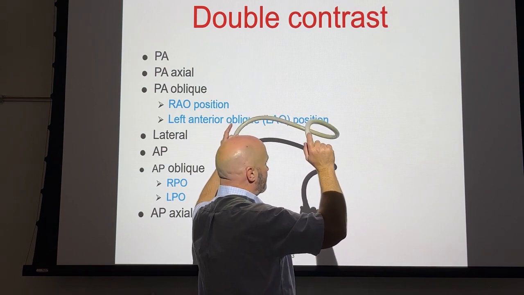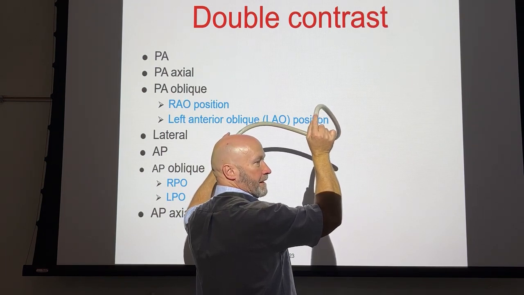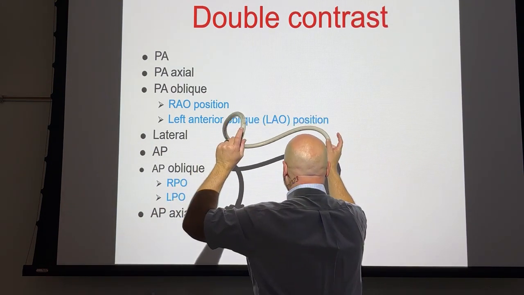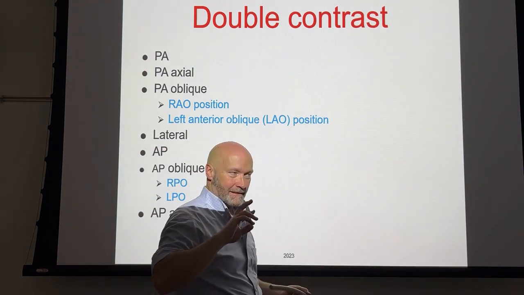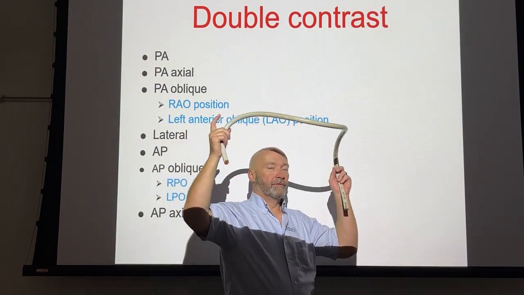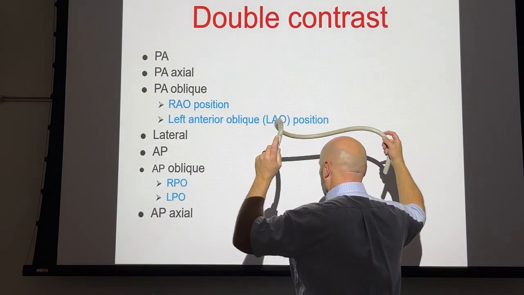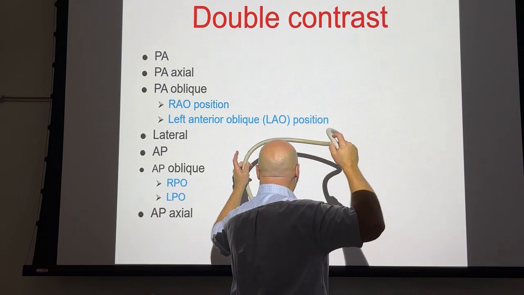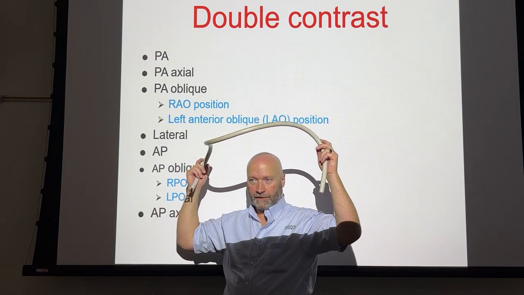What's on the left side? Here. Oh, make it look more like that, so it doesn't look quite as confusing. That's going to be the splenic flexure, right? RAO is going to be the hepatic flexure, right? So everything is exactly opposite, right? So we had LPO. LPO gave us the hepatic flexure, right? But now the RAO is going to give us the hepatic flexure. LAO is going to give us the splenic flexure. RPO gave us splenic flexure. Okay?